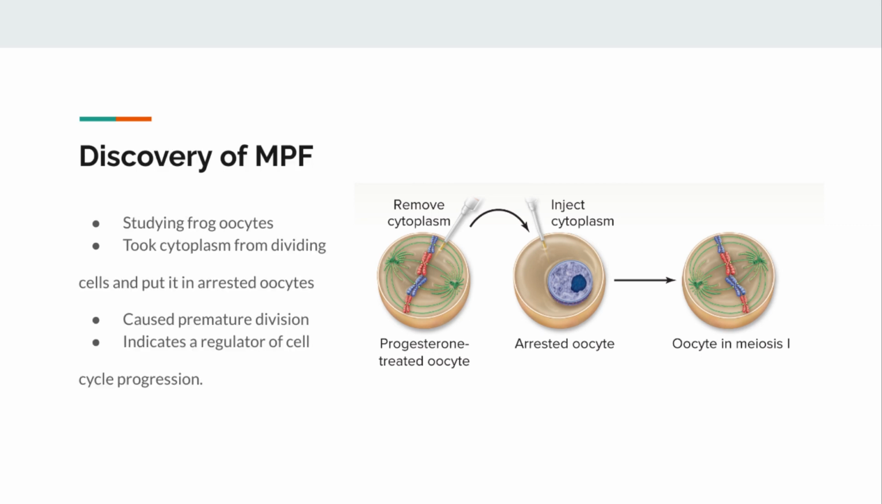Now, the discovery of the maturation promoting factor, which is MPF, was made by studying frog oocytes. Oocytes would become arrested at the G2 stage before meiosis I, where they needed hormones to signal the beginning of their division. The cytoplasm from cells that were currently dividing was extracted and put into these cells, which caused them to be prematurely induced into cell division. This pointed to there being a regulator of cell cycle progression, which we know as MPF. This experiment is depicted in the image.